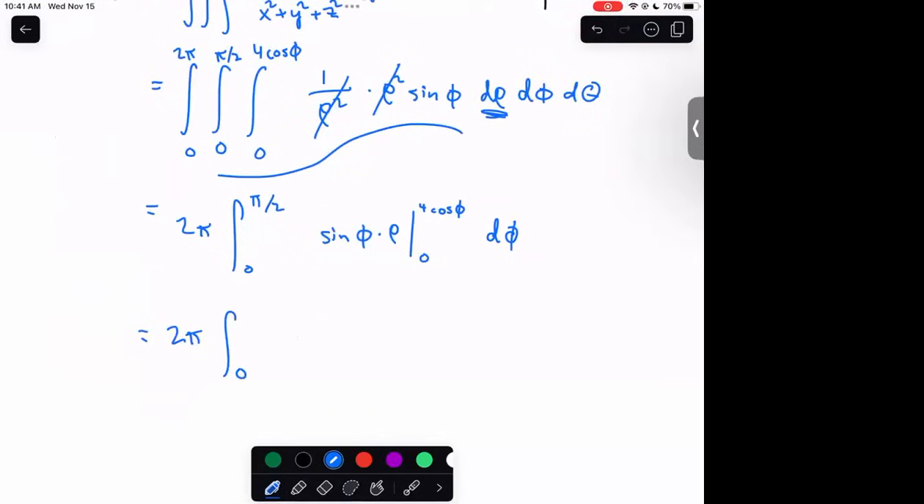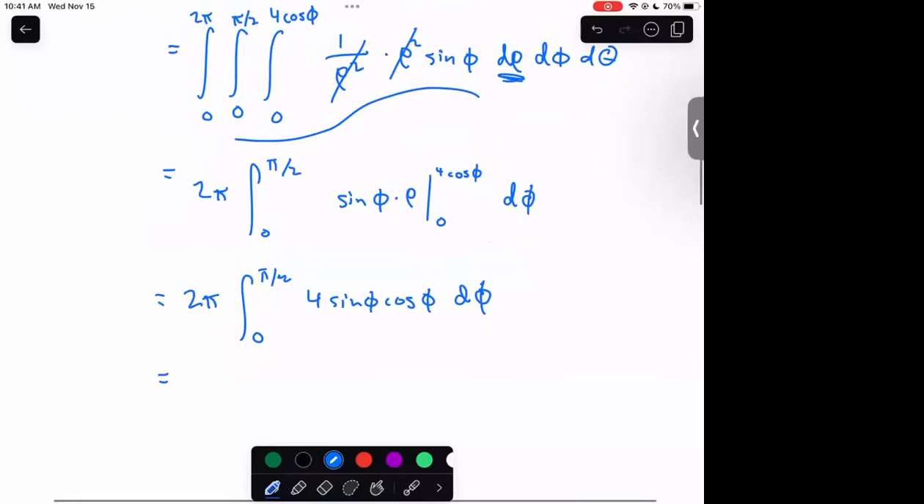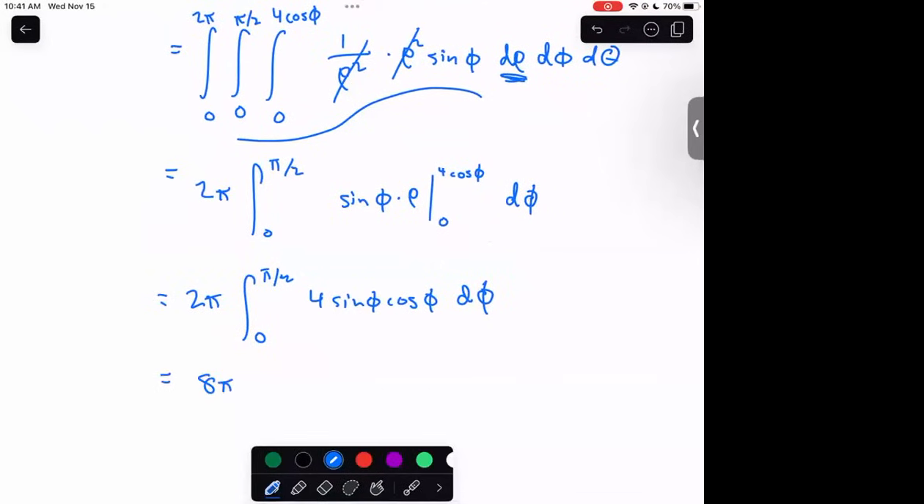All right, now let's go ahead and plug in our bounds formally here. We're going to have 4 sine phi cosine phi d phi. Of course, when you plug in 0 into our rho there, we're just going to subtract away 0. We could take out this 4 and we'd have 8 pi outside altogether. And then we need to be able to evaluate this sine times cosine.